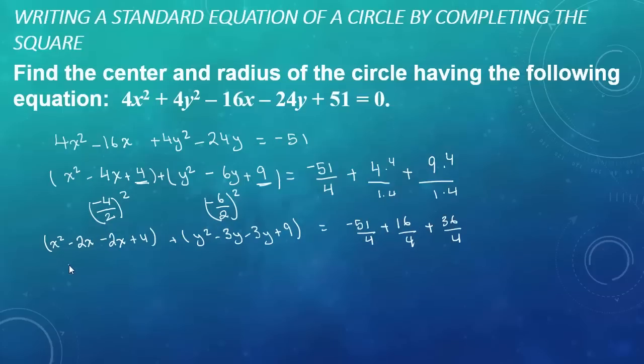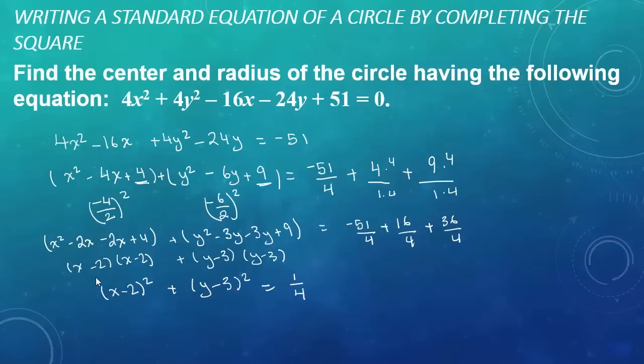Factor the left side. This gives me x minus 2 times x minus 2. Here I have y minus 3 times y minus 3. This is a repeated multiplication, so I can just say x minus 2 squared. Plus, here again I have a repeated multiplication, so this is y minus 3 squared. Simplify this side, this just gives me 1/4. And here is my equation of my circle.